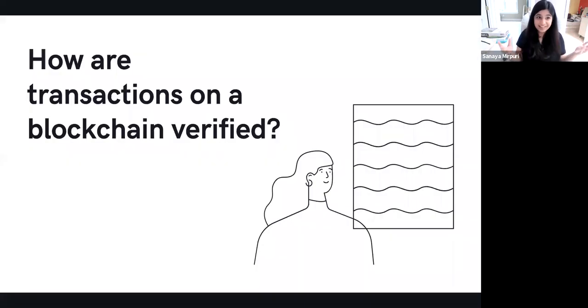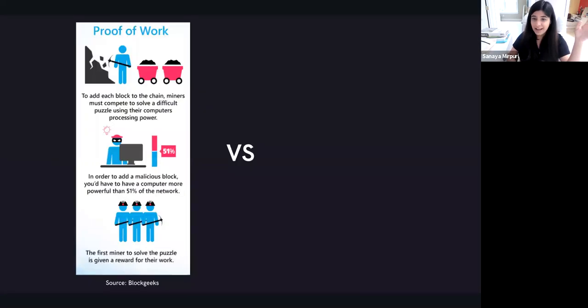So now that you know the three pillars of blockchain technology, in order to really understand how this works, we must also understand how transactions on a blockchain are verified. In the ecosystem today, there are two main models that dictate how consensus is achieved on the blockchain. The first is proof of work, and the second is proof of stake. So let's first dig into the semantics of proof of work and how that works.